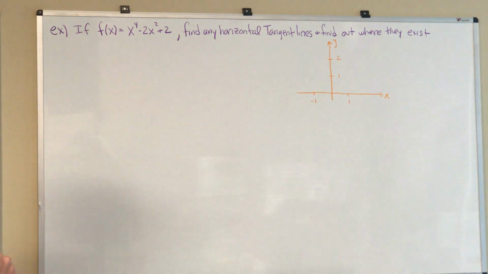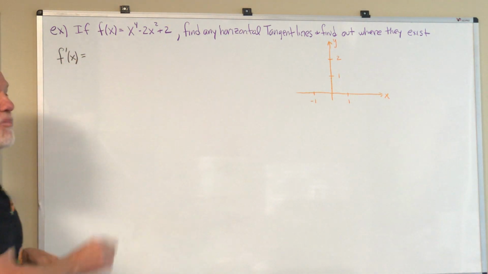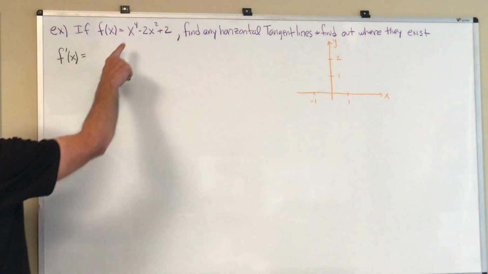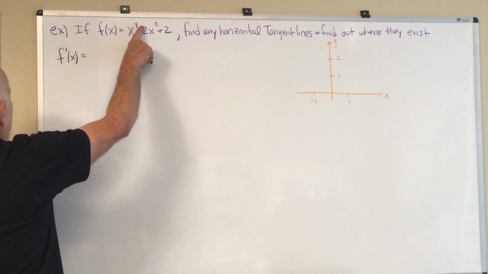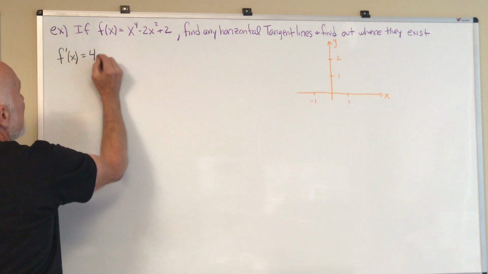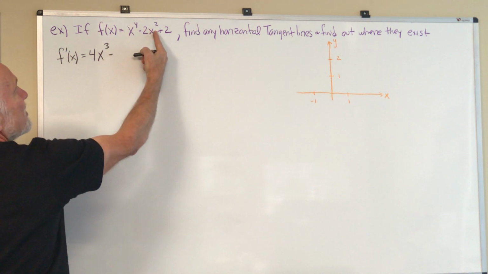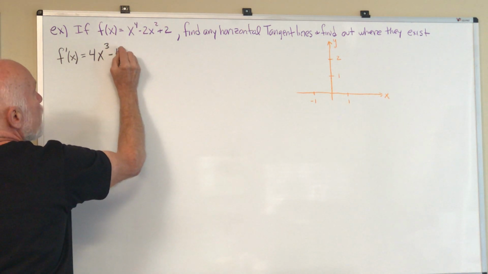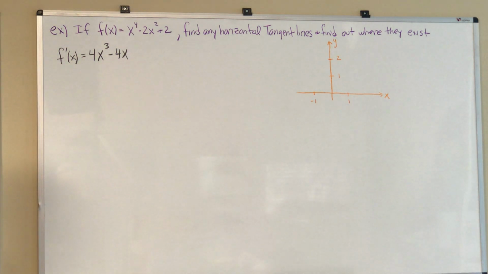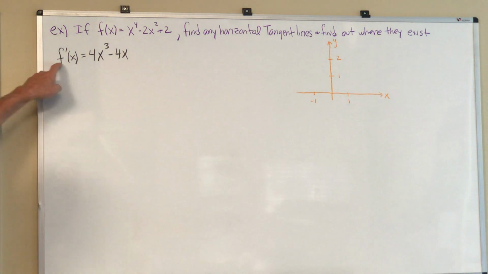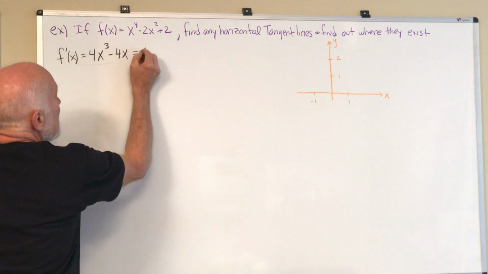The way we're going to do it is to take the derivative, because the derivative gives the slope at any point. So now using our formulas, what's the derivative? X to the fourth becomes n x to the n minus 1, minus 2 times 2 is 4x to the first, and the derivative of 2 is just 0. So this gives the derivative, or the slope, at any point. We're looking for where the slope equals 0.